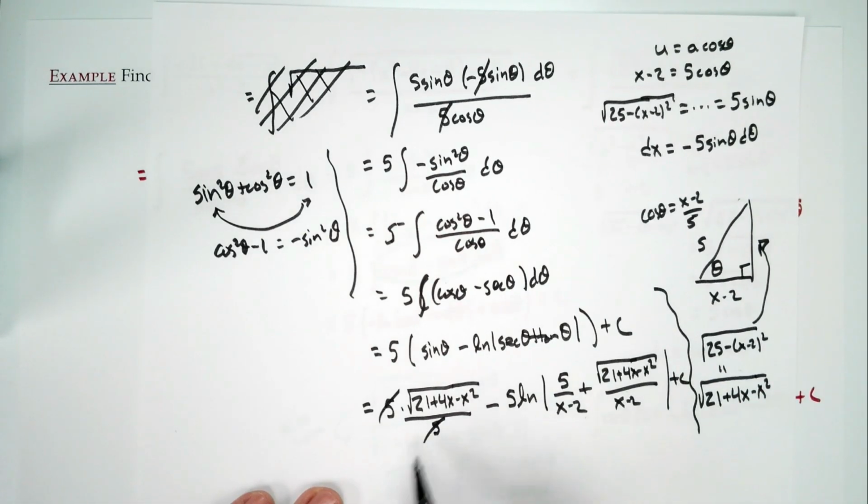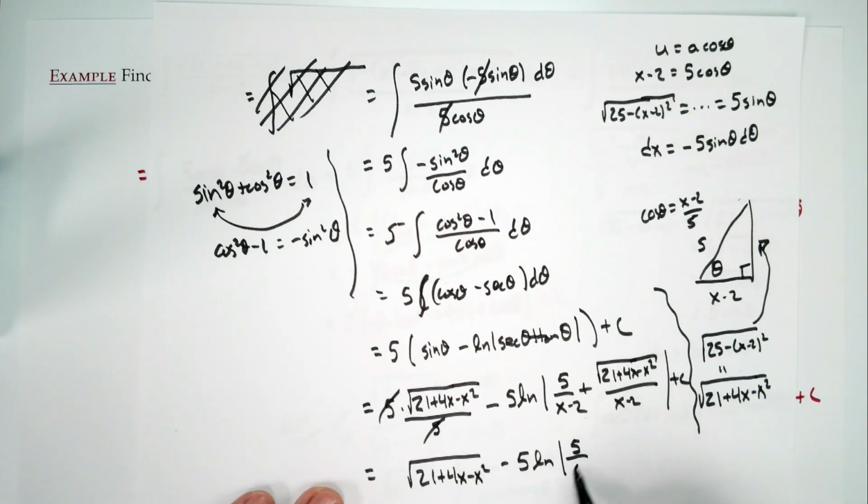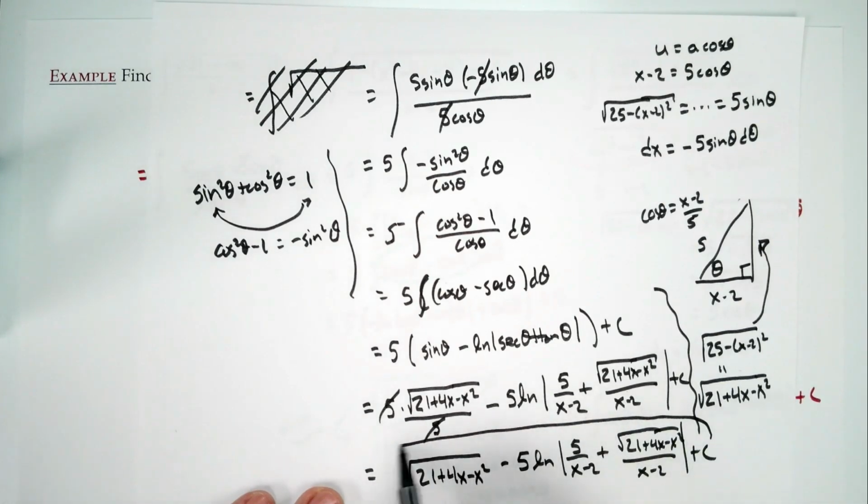And we can cancel the 5. So we get a final answer of the square root of 21 plus 4x minus x squared, minus 5 times the natural log of 5 over x minus 2 plus the square root of 21 plus 4x minus x squared over x minus 2, plus c. And that's our answer.